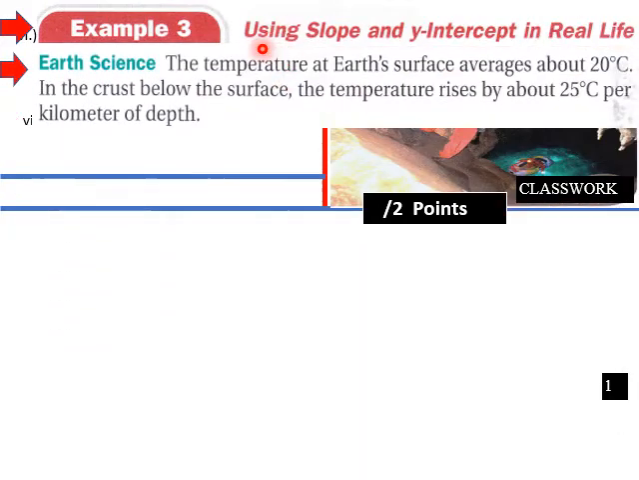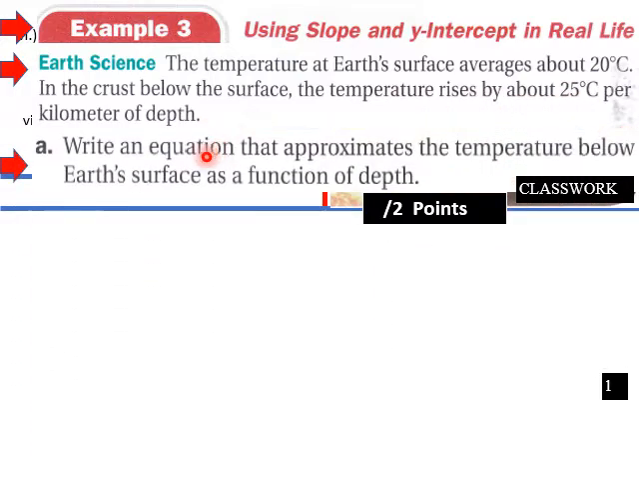Using slope and y-intercept in real life. Earth science. The temperature at Earth's surface averages about 20 degrees centigrade. In the crust below the surface, the temperature rises by about 25 degrees centigrade per kilometer of depth. Part A, write an equation that approximates the temperature below the Earth's surface as a function of depth.